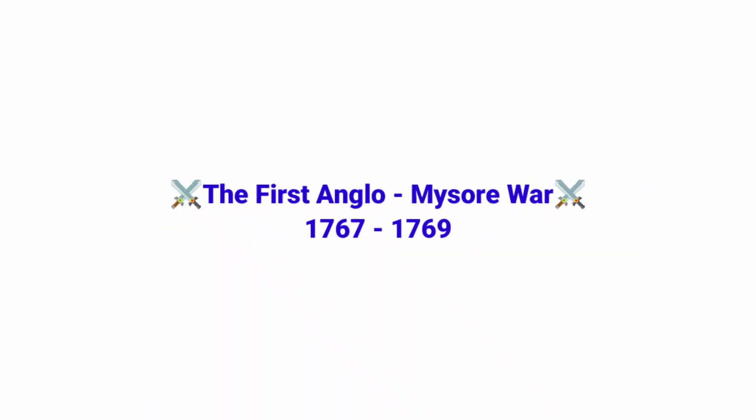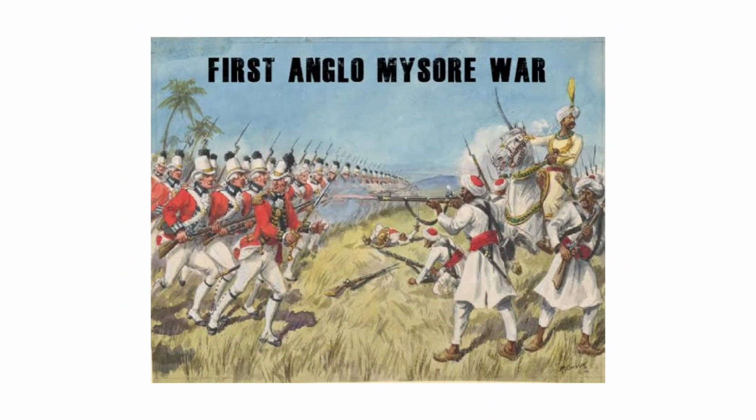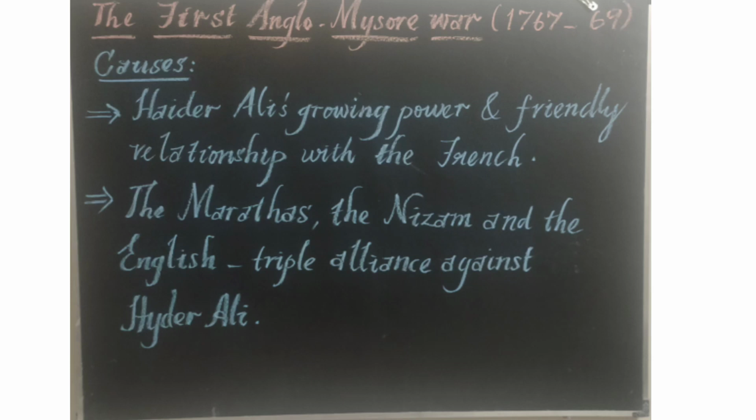The first Anglo-Mysore War duration was 1767 to 1769. Let us see what were the causes for this war. Two causes were there. One is Hyder Ali's growing power and his friendly relationship with the French people. Already you know that the English and French were rivals not only in Europe, they were rivals in India also. So here Hyder Ali had a very good friendly relationship with the French people. That became a matter of concern for the English East India Company.